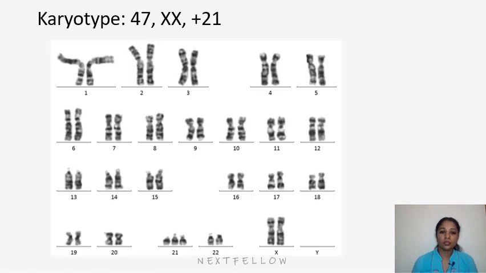So here, due to non-disjunction, we see an abnormal chromosome, an extra chromosome at 21, which makes 47 chromosomes. XX means female, plus 21 means an extra autosomal chromosome. Trisomy 21 is called Down syndrome. So this is a karyotype of Down syndrome.